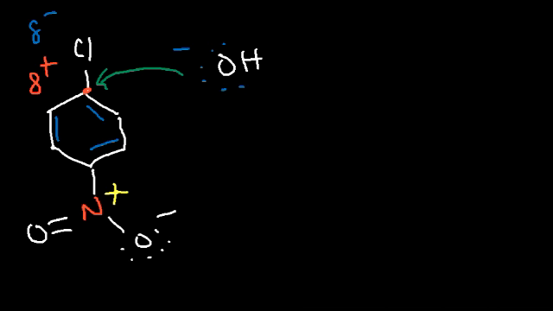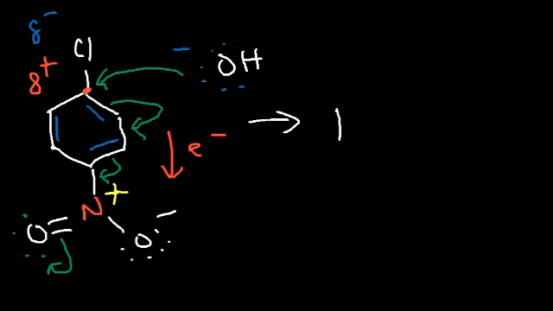So what's going to happen next then is this double bond is going to move towards the nitro group, causing this double bond to move here, causing this pi bond to break. So as hydroxide attacks the carbon with the chlorine, the electrons are flowing towards the nitro group because the nitro group is an electron withdrawing group. So the nitro group helps pull the electron density towards itself. And so we're going to get this intermediate.